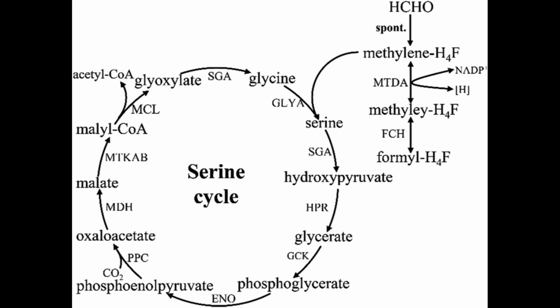In the serine cycle, a formaldehyde is reacted with a cofactor known as tetrahydrofolate and reduced to a methylene group. It is then reacted with glycine to form serine. Through a series of reactions, a carbon dioxide is added and malate is reacted with coenzyme A to form glyoxylate and acetyl-CoA. The acetyl-CoA is fed into biosynthesis pathways, while the glyoxylate is converted into glycine for the next turn of the cycle.